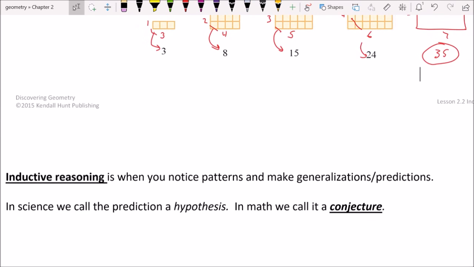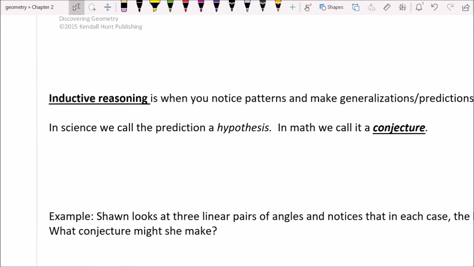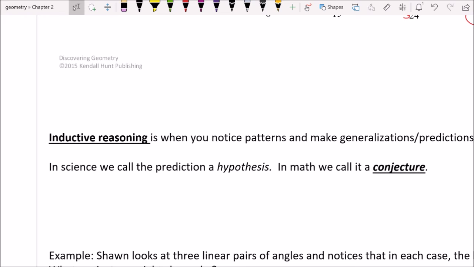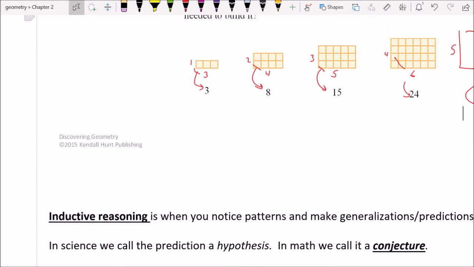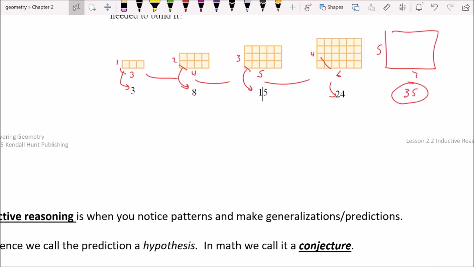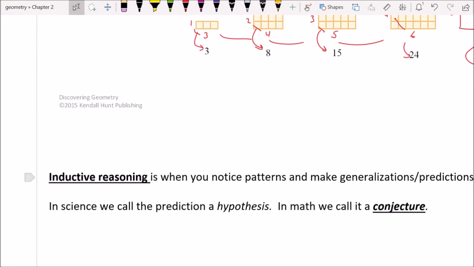Okay. So inductive reasoning, that's exactly what we just did. Now we did an example first because I thought that would be easier to understand. All it is is when you notice patterns and you make a generalization, like, hey, this is how it works. And that's what I did up here when I said, in general, these are going up by 1: 3, 4, 5, 6. I generalized. And then I also made a prediction. The next one would be 35. So that's inductive reasoning.